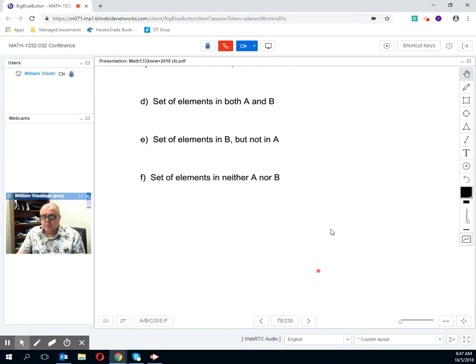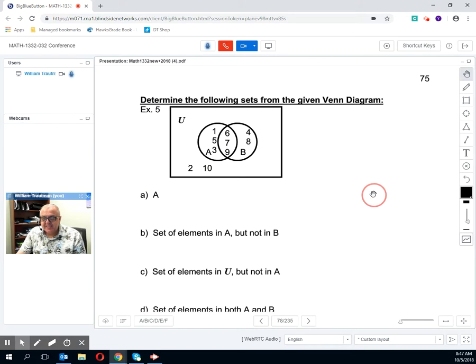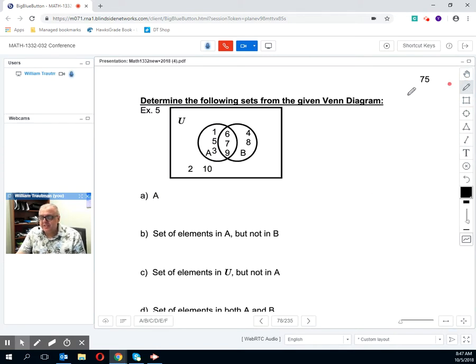Let's get to a real example. Here we go. So here's a real example with numbers in it. So once again, the universal set is the box. Everything in our universe is in this box. Determine the following sets. So A is a set of numbers, and everything is in A. A is this circle right here. So the set that's in A is 1, 3, 5, 6, 7, and 9. So that's everything in A.